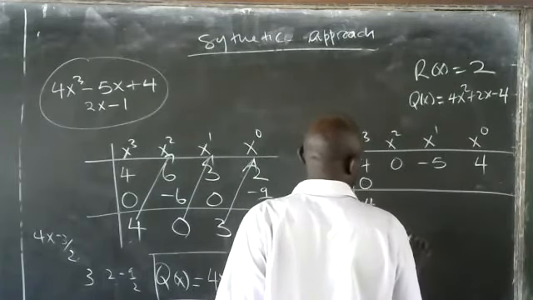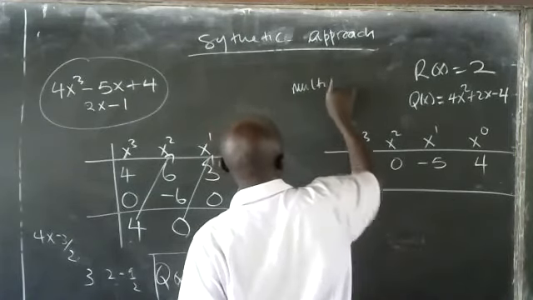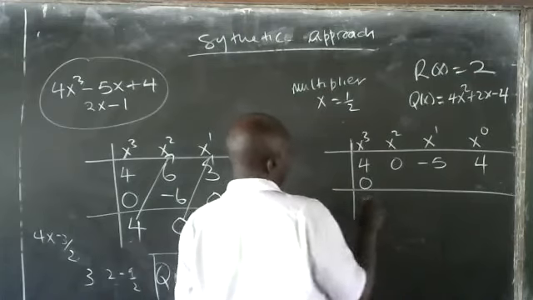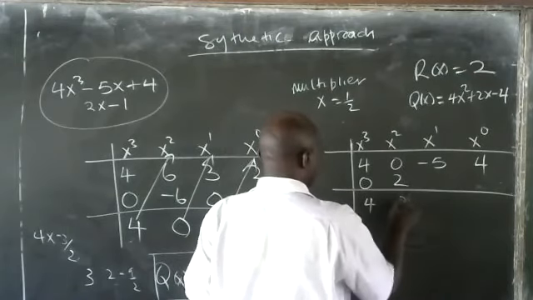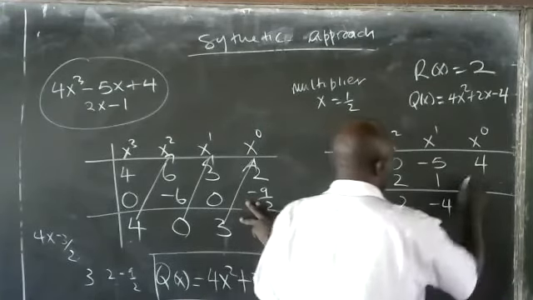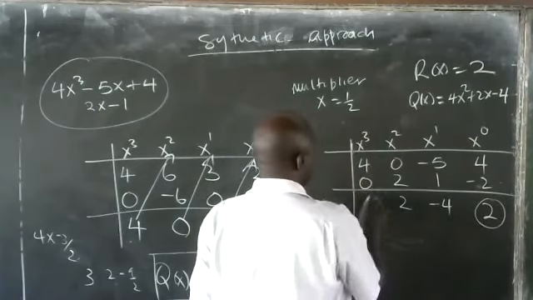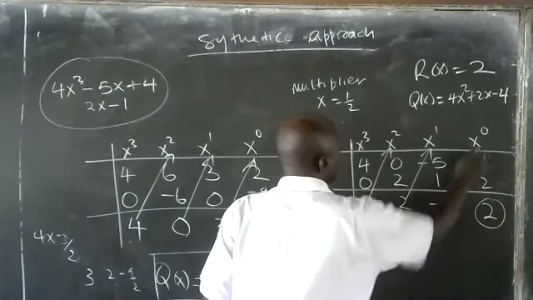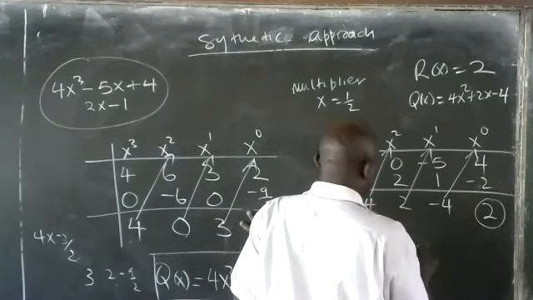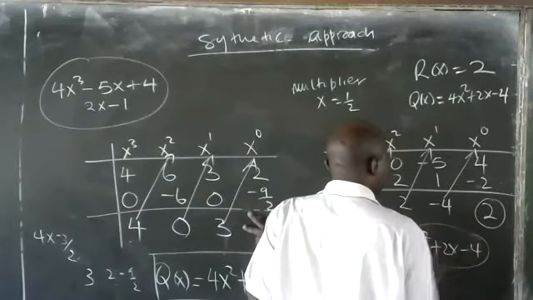Now a multiplier. The multiplier with the x is equal to a half. We shall say 4 times a half, we have a 2. 0 plus 2 is 2. 2 times a half, we have a 1. Negative 4 times a half, we have negative 2. So we have 4 minus 2 is 2. The remainder is 2. And now our question: the question giving us 4x squared plus 2x minus 4. This is our question. This is our answer.